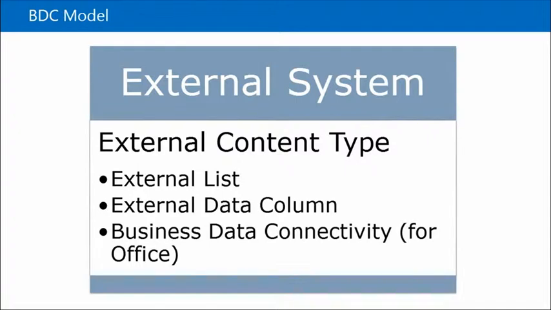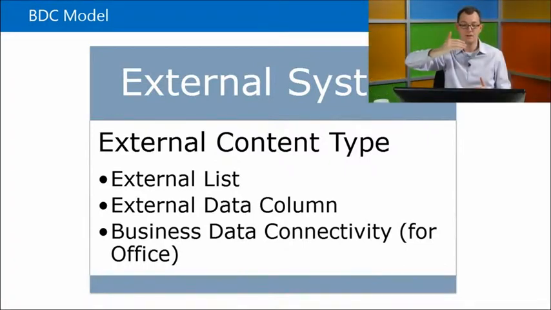Except the external content type is really defining a mapping between columns in an external list, for example, in SharePoint, and the fields in SQL Server that they'll be referring to, or the other data source you might use. So you've got this hierarchy coming here. You've got the BDC model, also known as the external system. Inside the BDC model is an external content type that has methods defined within it.